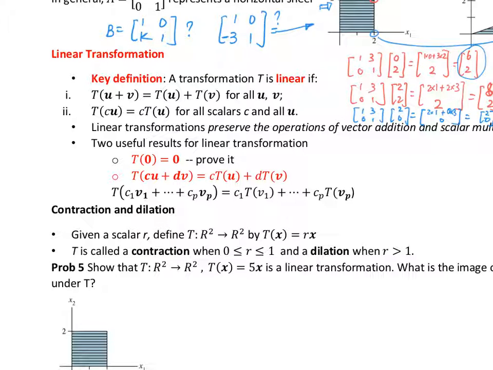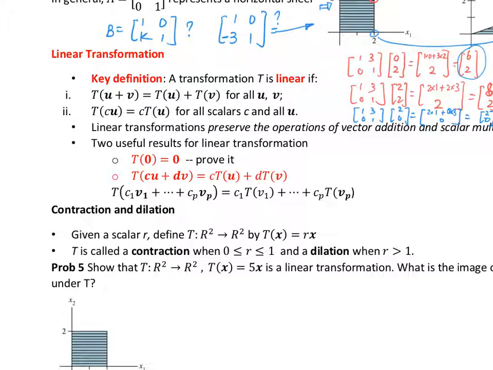So what does it take for a transformation to be so-called linear? The first one is this: the image under T of u plus v, which means the sum of the two vectors, right? So the image of the sum of two vectors is equal to the sum of the images of each individual vector. This is what the first one says.